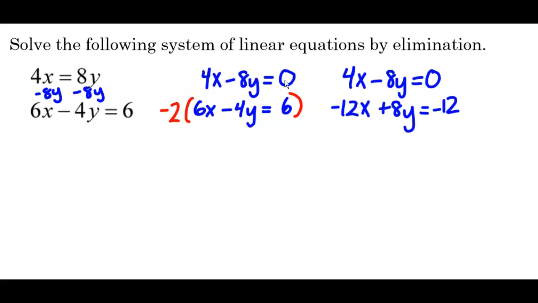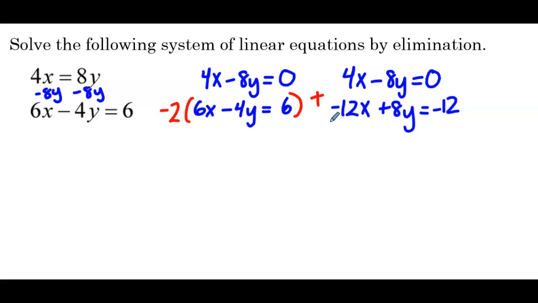And just something I want to point out, don't forget about the constant value on the other side of the equal sign. Right? If we forget to multiply that by -2, we're going to come up with an incorrect answer. Now, we can still solve. It's not going to prevent us from solving, but we might wind up with some more difficult fractions that just take longer to work through, and we're going to get the wrong answer.